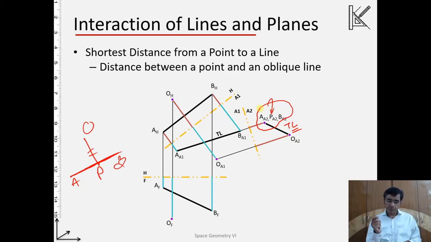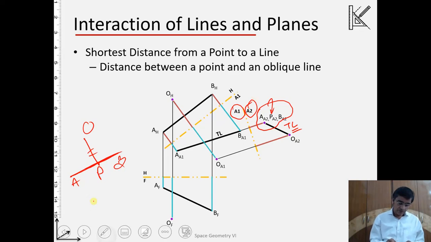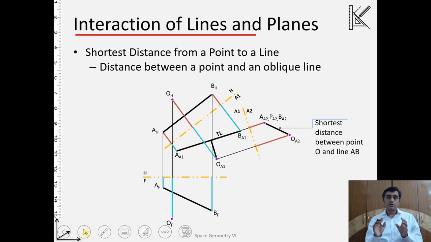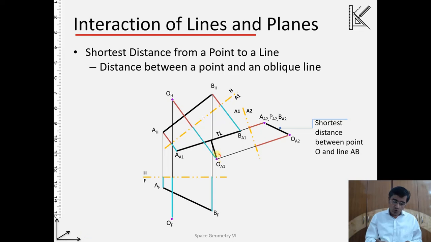So where is this point P on line AB, say in auxiliary plane A1? What we will do, we will again make use of the projectors from A2 and we will go back and identify it. Okay, let's do it. So if you do, that's the shortest distance as we discussed. The point O is known to me, okay, on A1. So the projection of that is OA1.